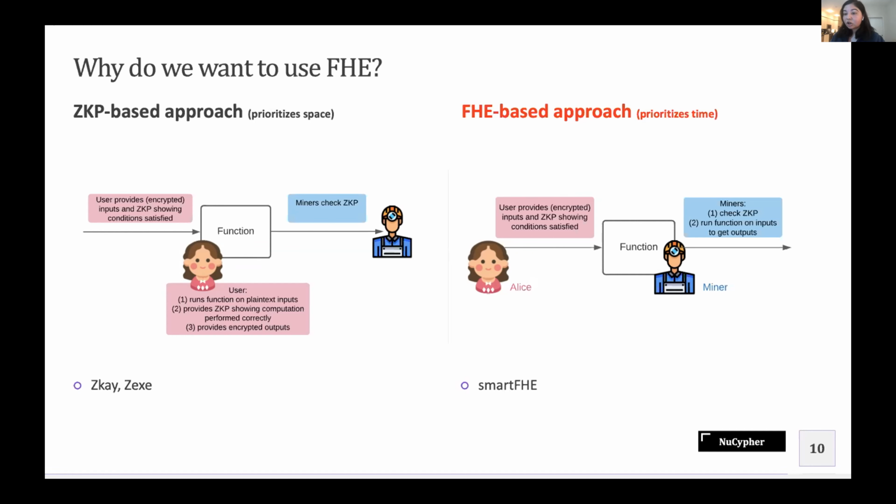Then the miner comes along, and they're going to check that the zero knowledge proof is good. If so, great, they can run a function directly on these encrypted inputs thanks to FHE. So it's kind of balancing the work between the users and the miners. And in some sense, you can think of it as prioritizing the user's time.